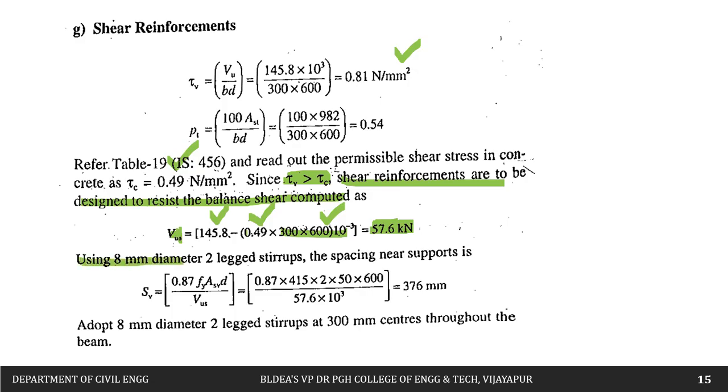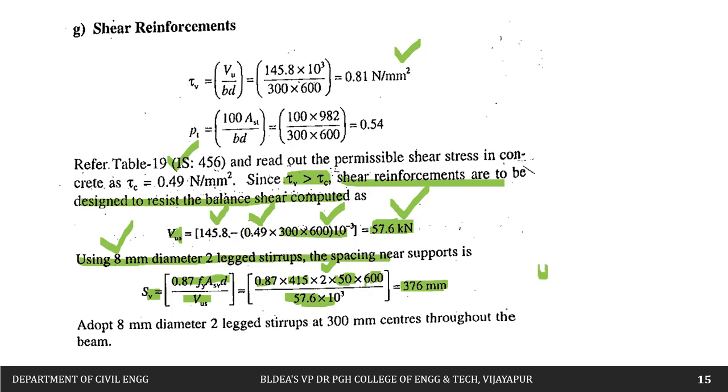Then next, we can use 8 mm dia two legged stirrups near the supports. Then we'll check spacing, that is 0.87 fy into ASV divided by VUS. 0.87 fy is 415, ASV, that is 8 mm dia, pi by 4 into 8 square, it will be 50. As we have two legs, multiplied by 2, multiplied by D is 600, divided by VUS, that is the shear that has to be resisted by the steel, 57.6. So spacing will be 376 mm.